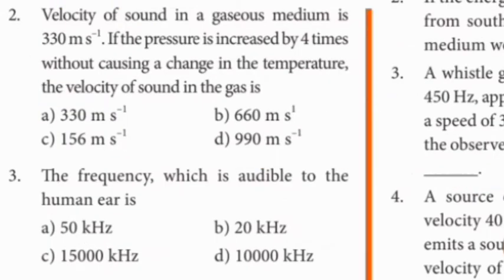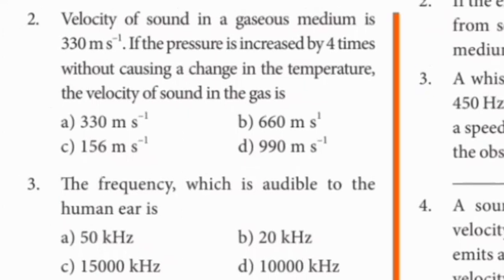Second question is, velocity of sound in a gaseous medium is 330 meter second inverse. If the pressure is increased by 4 times without causing change in the temperature, the velocity of sound in the gas is: 330 meter second inverse, 660 meter second inverse, 156 meter second inverse, 990 meter second inverse. The answer is 330 meter second inverse.